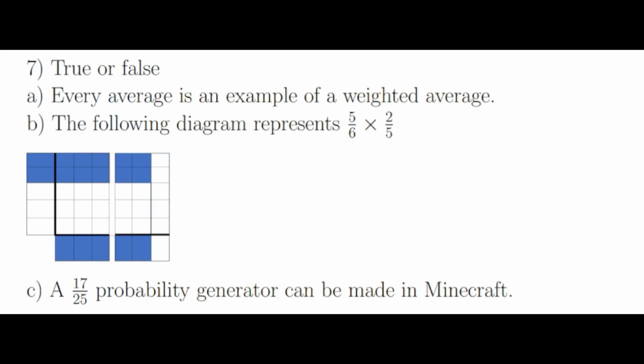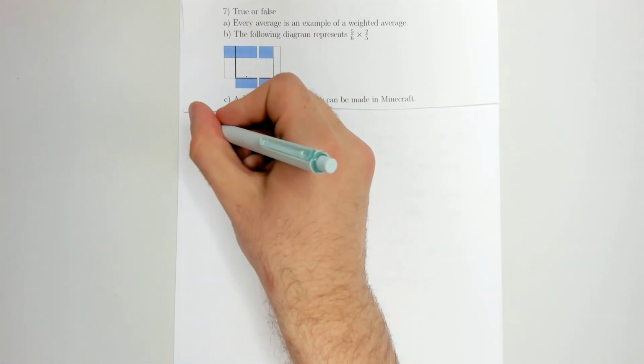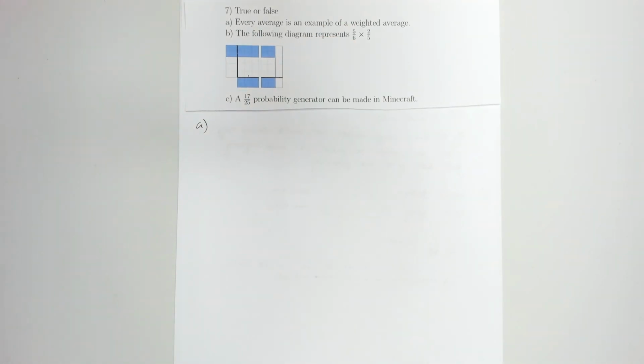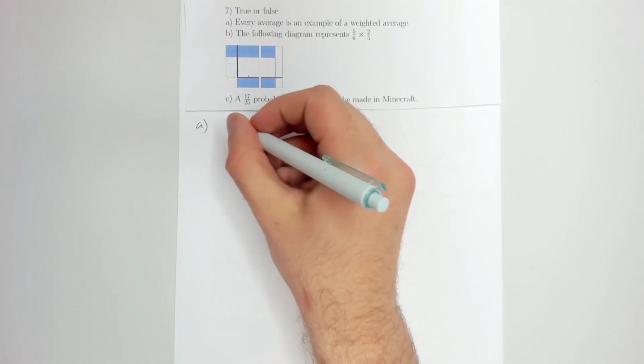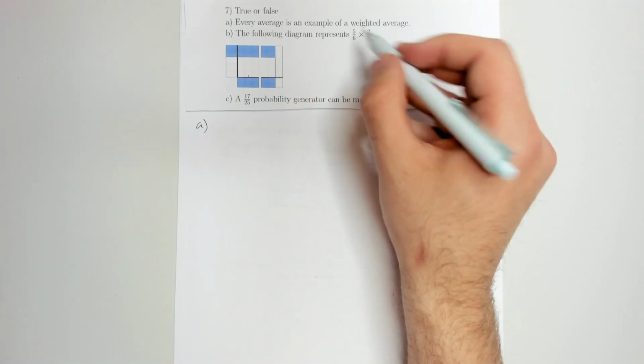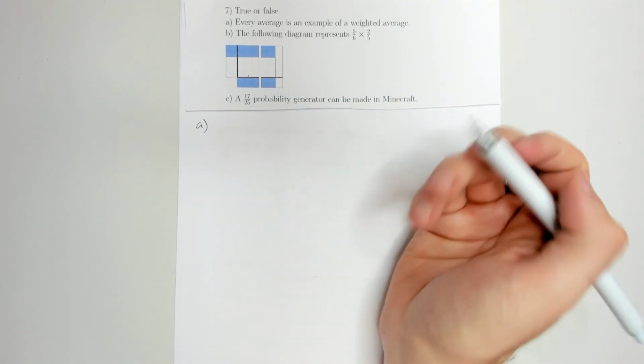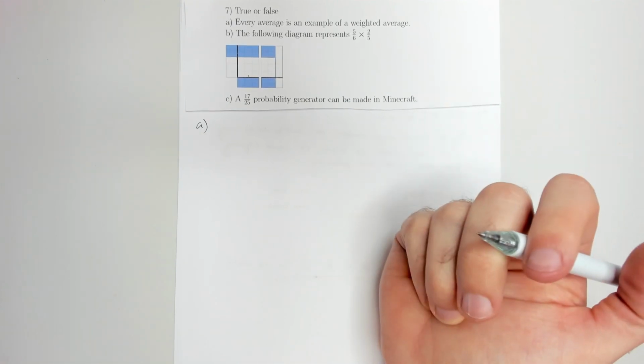Question 7. Okay, question 7 is a true or false, and we've got 3 parts to it. The first one says, every average is an example of a weighted average. An average is where we take a bunch of numbers and divide them by the amount we have, whereas a weighted average is where we take all of the numbers and multiply them by some weight, and these weights have to add up to 1.